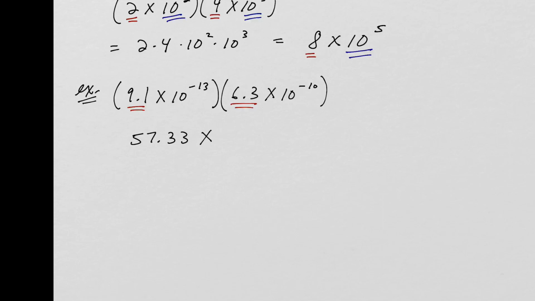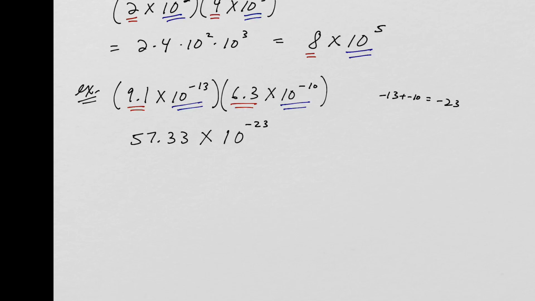Times, and now I do the powers, right? 10 to the negative 13 times 10 to the negative 10. Well, the rule is I keep the base, so 10 stays the same, and you have to add the exponents. Well, what's negative 13 plus negative 10? This goes way back to chapter 1. It's negative 23, right? So this would be a negative 23.